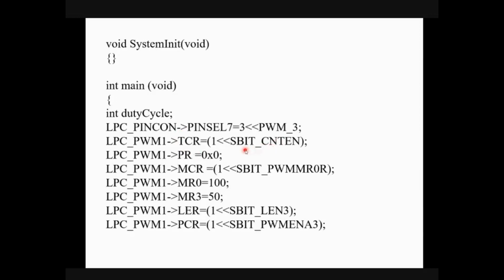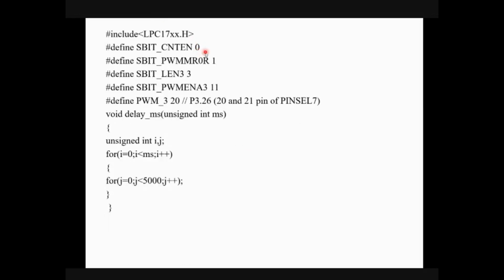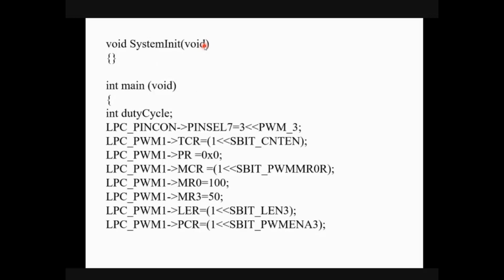So how do we enable the timer counter? By using the variable sbit underscore counter enable. This variable will be pointing to the 0th bit. The 0th bit in the TCR is dedicated to enabling or disabling the timer counter. So what I'm doing is making the 0th bit high. So ultimately the timer counter is enabled.